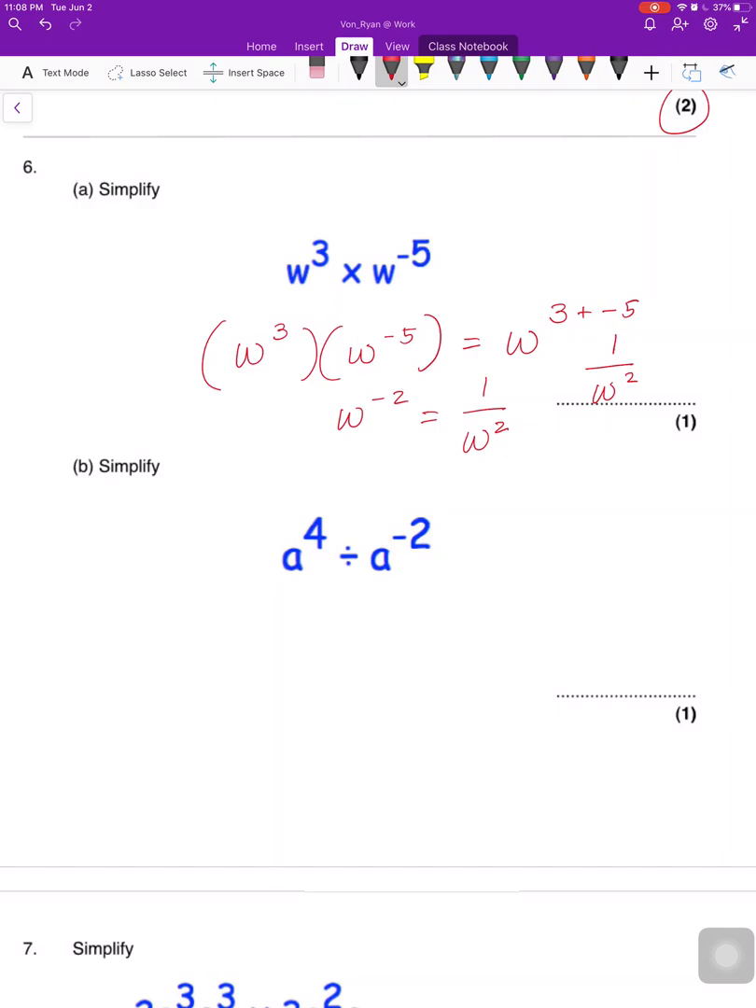Okay, so unless specified, you can actually write that down, but most of the time it will require a positive index. Right, in this case, we have a raised to 4 divided by a raised to negative 2. So that's going to be a raised to 4 minus negative 2. So you have to be careful. Mind your integers. So 4 minus negative 2 is the same as 4 plus 2. So the answer is a raised to 6.